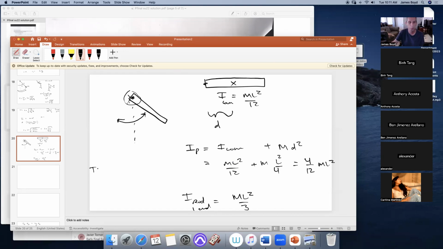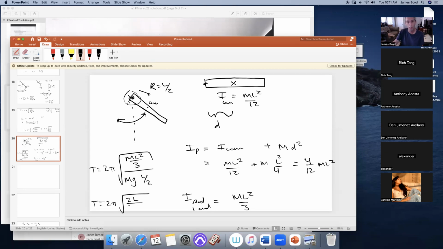Now, if I look at the period, I know that I is mL squared over 3, and then mg and r. So my radius of gyration: my center of mass is at the center of the rod, so the axis to the center of mass is L over 2. R is L over 2 for a rod. Plugging that in, the m's cancel, one of my L's cancels, and I get the following.